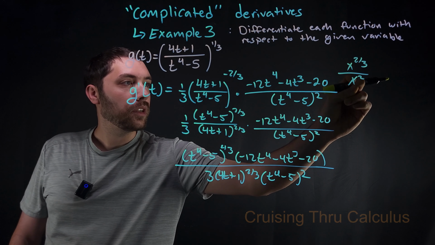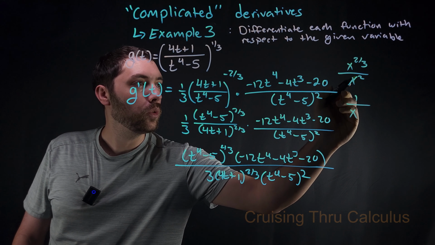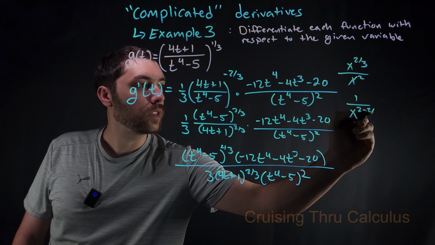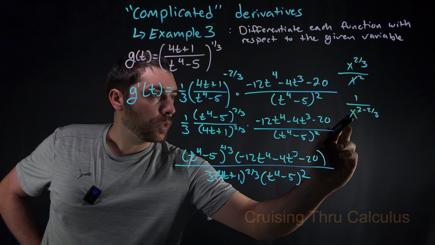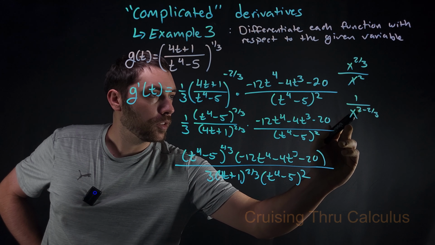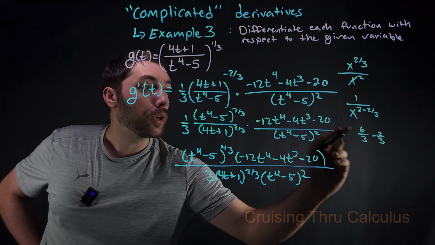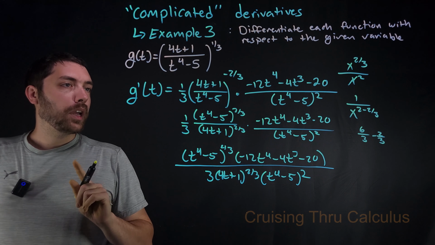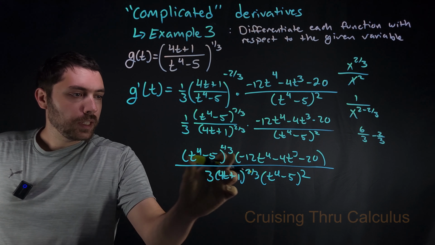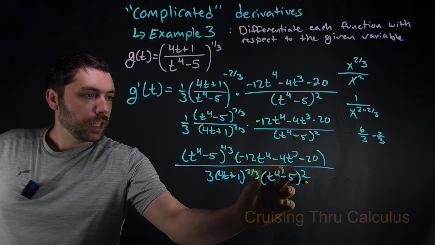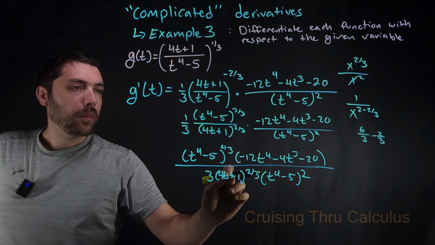We can bring this down here and subtract the exponent, so it would be 1 over x to the 2 minus 2/3. And 2 minus 2/3, let's see if we can figure out what that is. We're going to need a common denominator here, so I'm going to have to multiply this by 3. We're going to get 4/3. Okay, so I think I know what my final answer is going to be. I'm going to take this piece and simplify it with that piece, leaving us with (t to the fourth minus 5) to the 4/3 in the denominator.